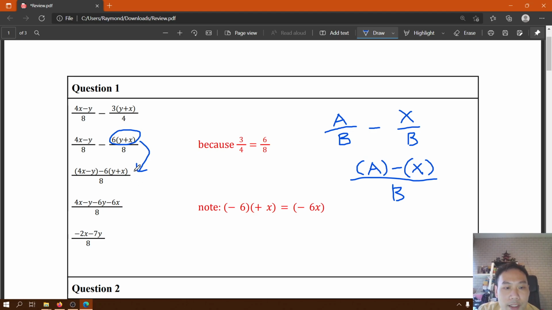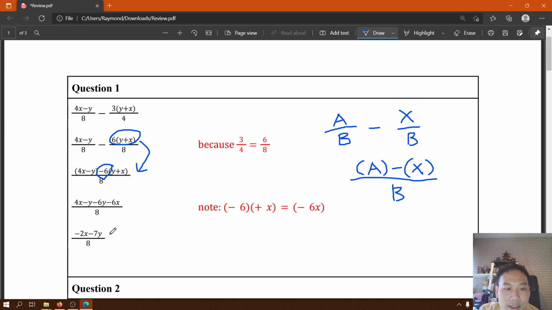Now, once we have this, the next step, we can expand it, if you have not expanded it earlier. By expanding this, negative 6 times y gives us negative 6y, negative 6 times positive x gives us negative 6x. This is another portion that we need to be careful about, because take note that over here it is negative 6, right? So when we distribute it into the bracket, it has to be distributed to every term in the bracket. So it's negative 6x over here. Okay. So finally, simplifying it, 4x minus 6x gives us negative 2x.